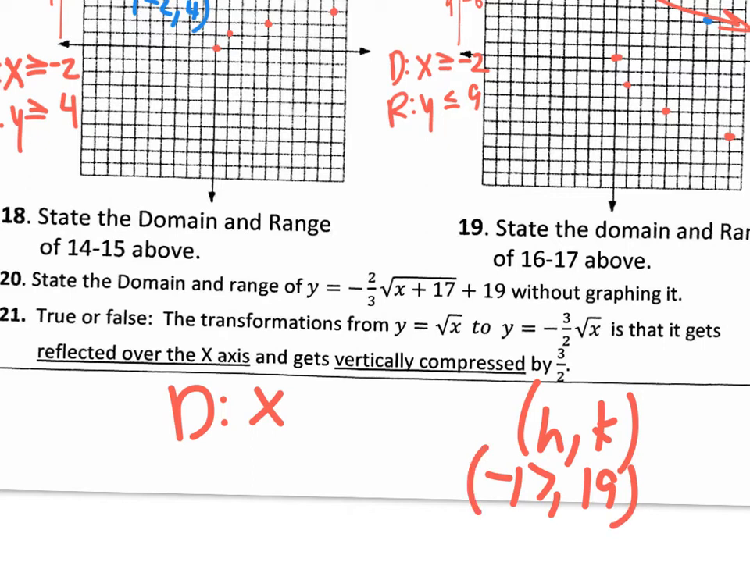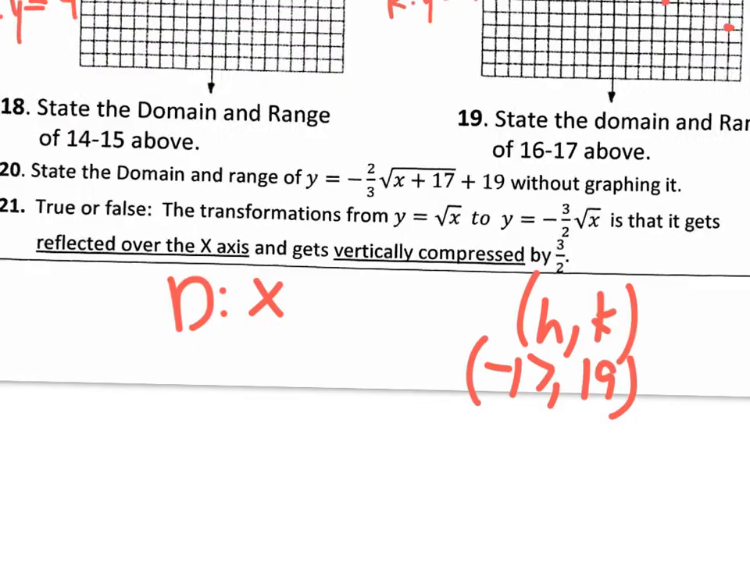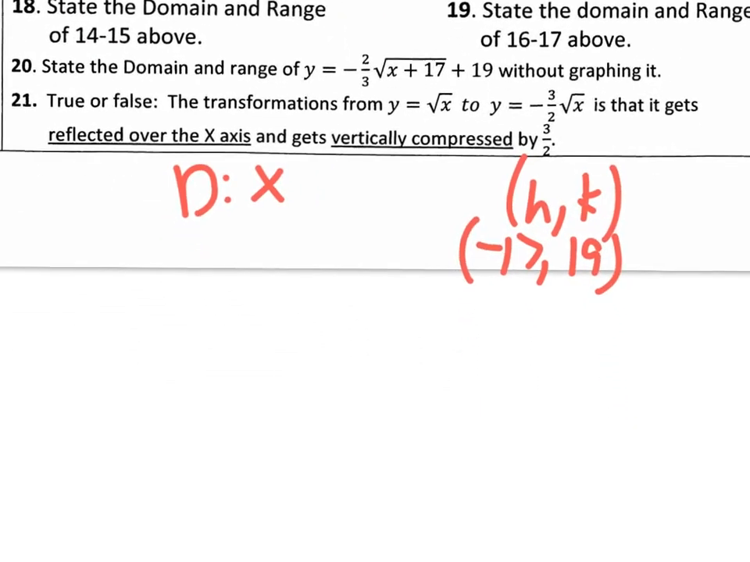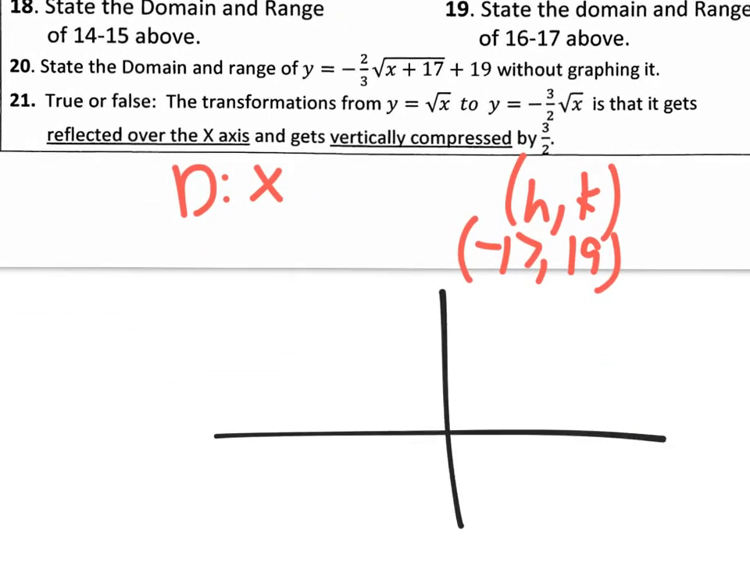Negative 17, positive 19. Is the a value opening up or down? I mean, is the a value causing it to go up or down? Down, right? Because it's negative. So you know that if you did a quick sketch on the side, negative 17, that's way over here. Positive 19, way up here. And we know that instead of going up like the parent graph, it's opening down. So somewhere up here, it's going like this, right? At the coordinate negative 17, 19.